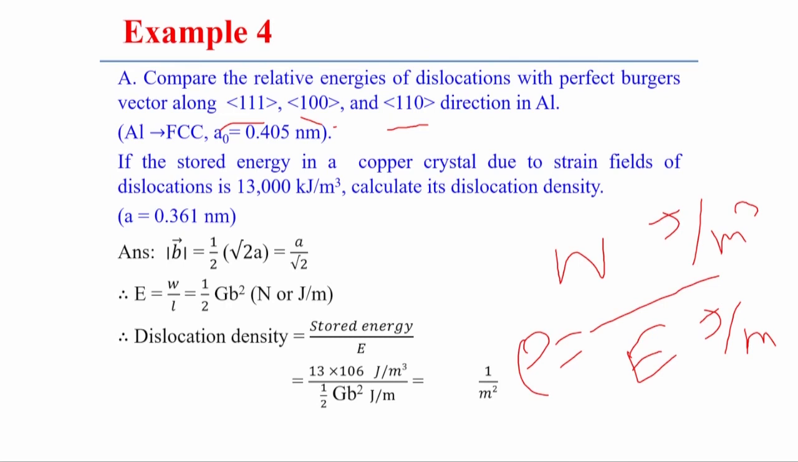So it is simply looking into the units' consistency: the relation between the dislocation density, the amount of energy associated with a single dislocation, and the amount of energy measured as a bulk from the whole sample.